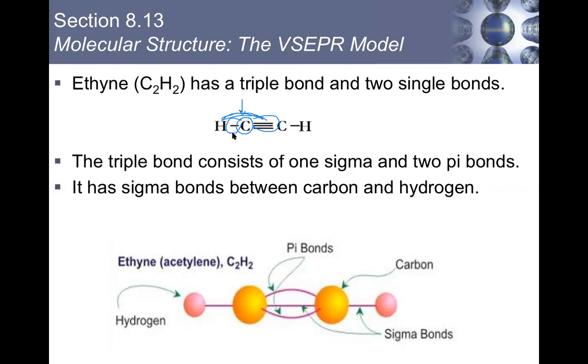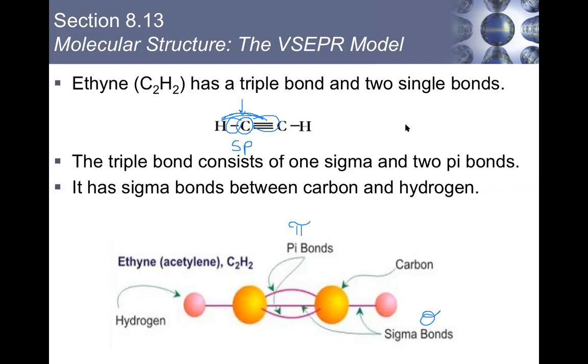The first domain is S, and a triple bond counts as one domain. So it is SP. If it said label the bonds, we would say this is sigma, pi, pi. The symbol for sigma is this. And pi, you already know is pi.